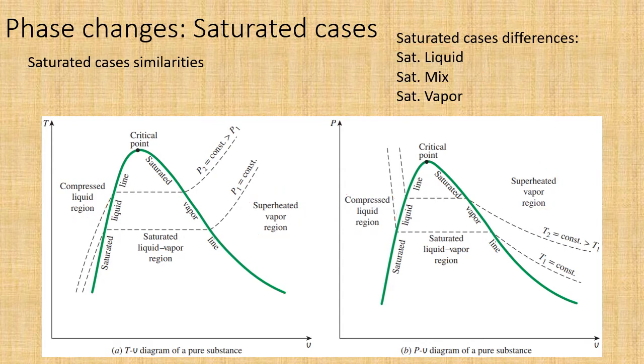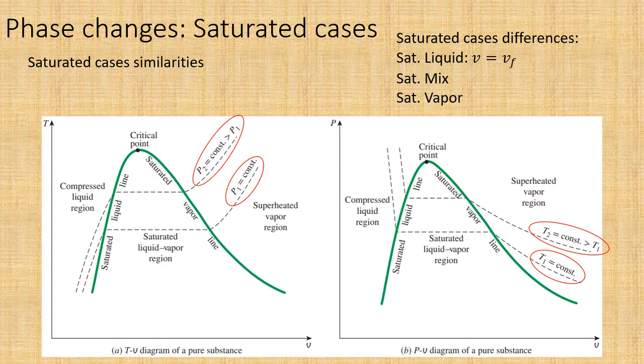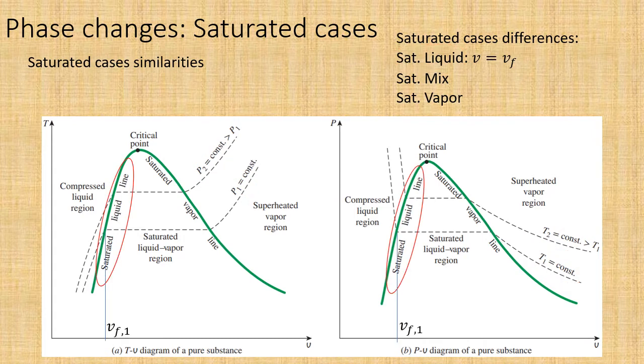Let's look at some differences of the saturated cases. For a given temperature or pressure, when the specific volume V is equal to the specific volume of saturated liquid, Vf, then we have a saturated liquid. As mentioned before, Vf occurs on the saturated liquid line for a constant pressure or temperature.